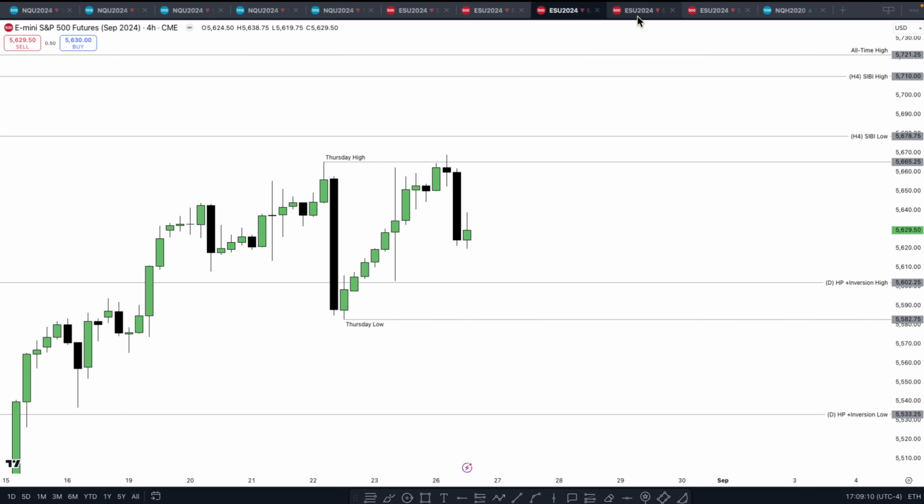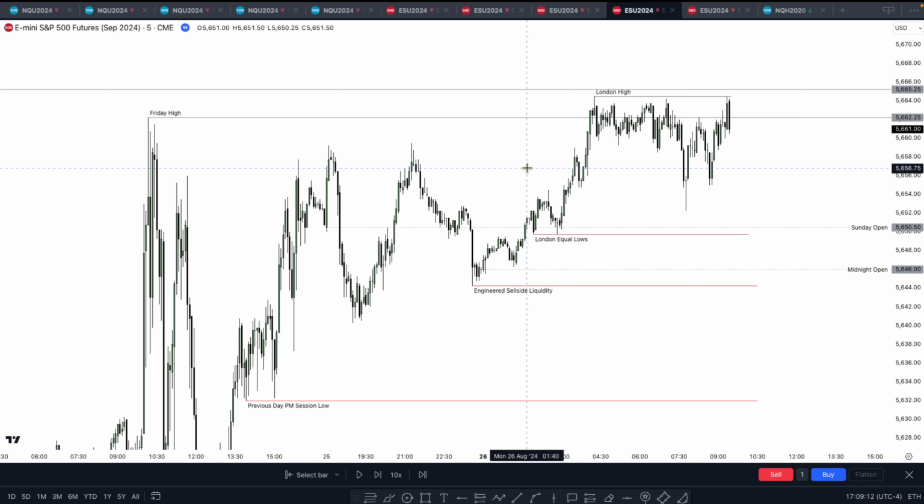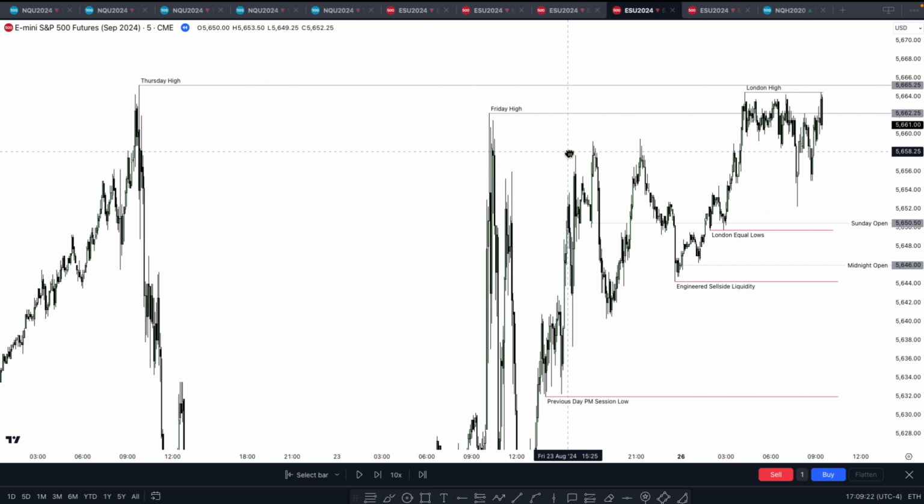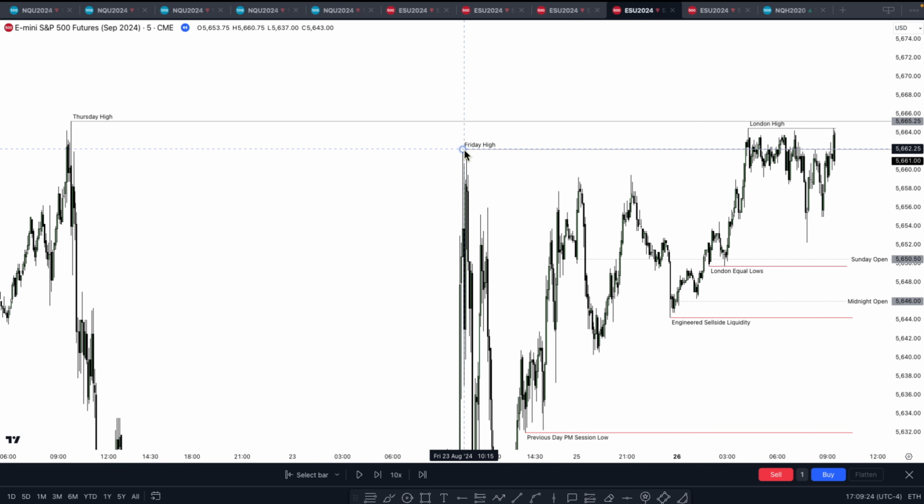So getting right into it, this right here is a 5-minute chart. The clip that you saw to start today's video was the 1-hour chart, okay? But we're still just focusing on first Friday's high and Thursday's high. Now, why is that significant? Because those are session highs in close proximity. So how am I looking at those session highs?